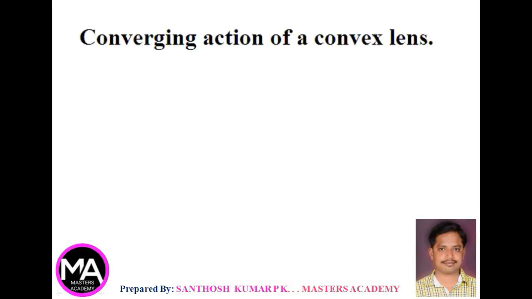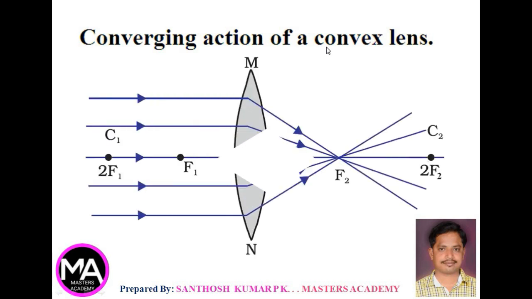Converging action of convex lens. A convex lens is also known as a converging lens because it converges all the rays falling on it into a particular point. Let us consider the rays coming from a distant object, that is, the object at infinity. The rays parallel to the principal axis, after passing through the lens, undergo refraction and the refracted rays are converged at a particular point, and that point is known as the principal focus of the lens.